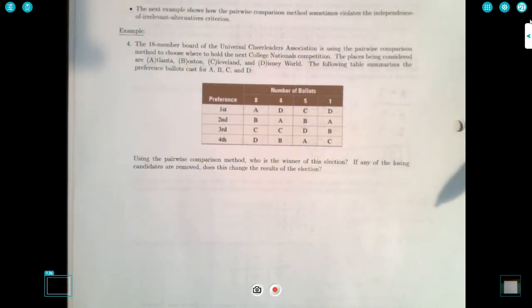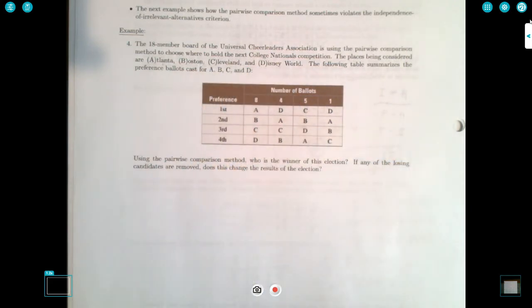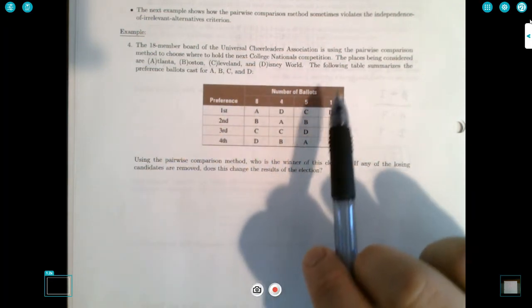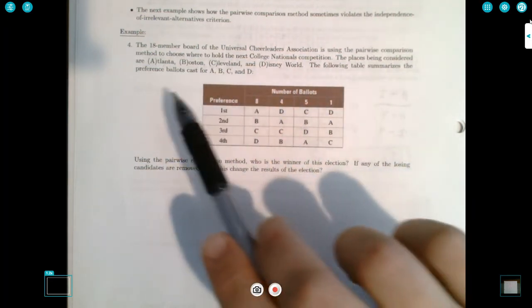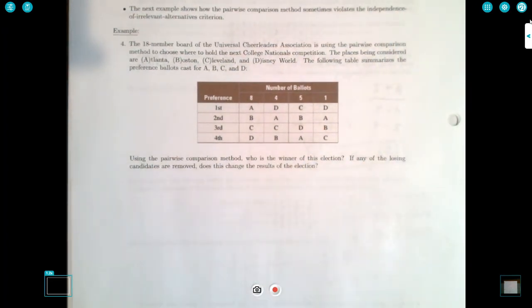Okay, so this one says, the 18-member board of the Universal Cheerleaders Association is using the pairwise comparison method to choose where to hold the next college nationals competition. The places being considered are Atlanta, Boston, Cleveland, and Disney World, which I guess would be Orlando, but they wanted to keep A, B, C, D. The following table summarizes the preference ballots cast for A, B, C, and D. Using the pairwise comparison method, who is the winner of this election? And then, if any of the losing candidates are removed, does this change the results of the election?